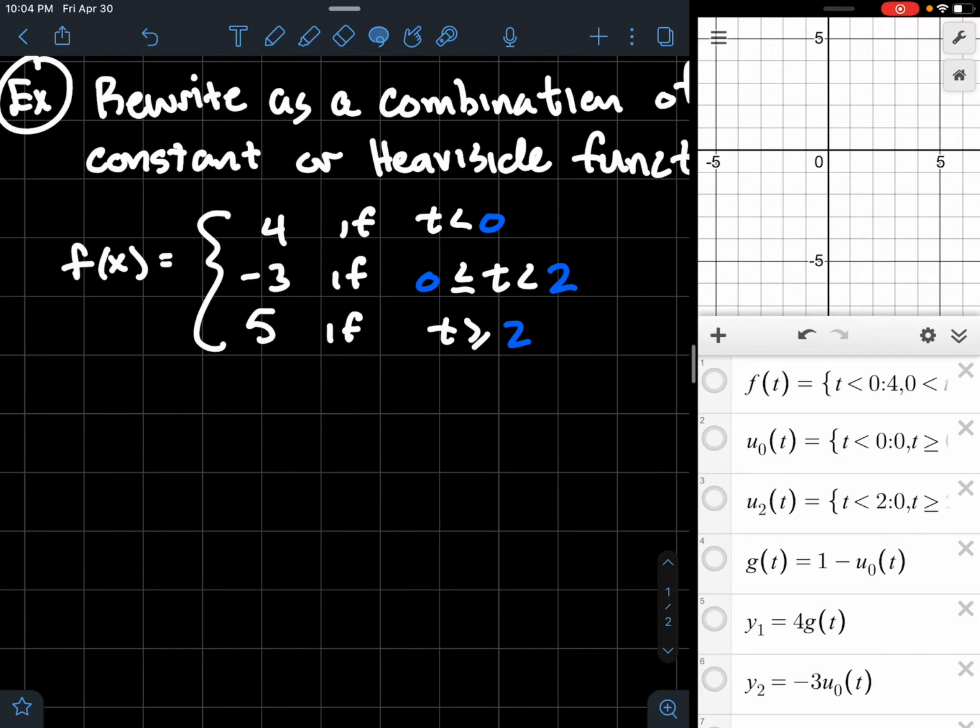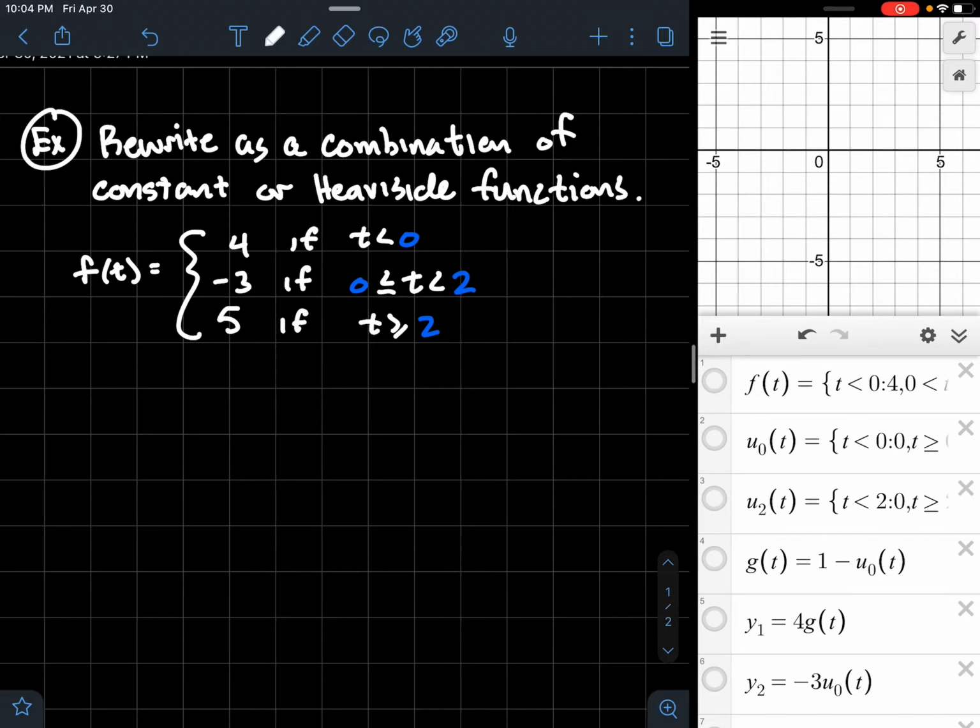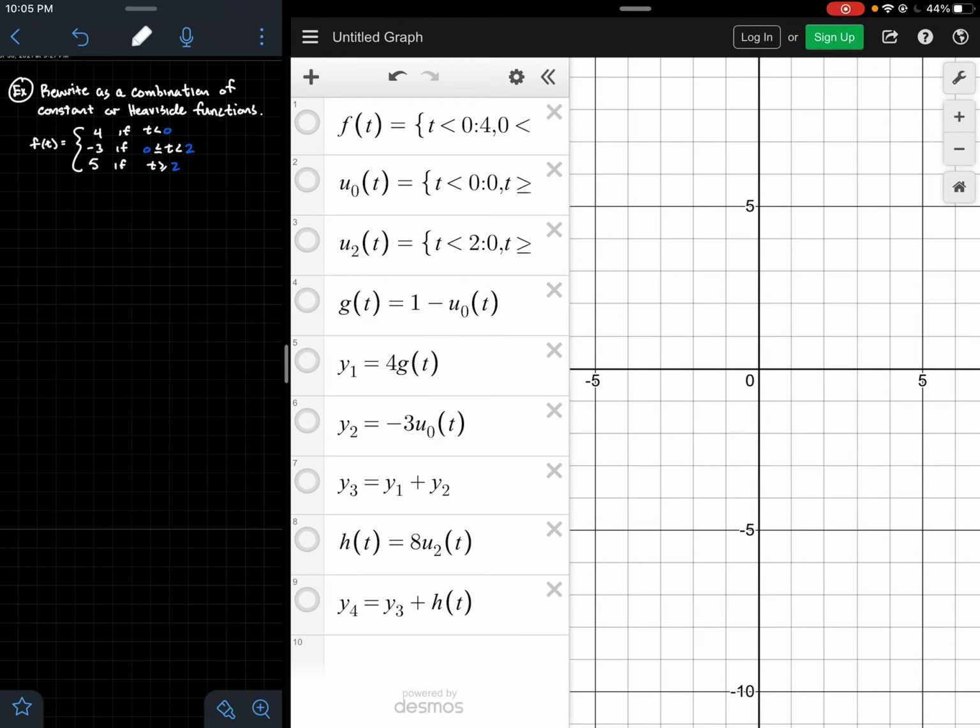Oops, I already see one typo here. So this x, of course, should be a t. It's going to change back in a minute. But what have we got? It's 4 if t is less than 0. It's negative 3 if t is between 0 and 2. And it's 5 if t is bigger than 2. So over here on the right, I've got Desmos pulled up just to look at.